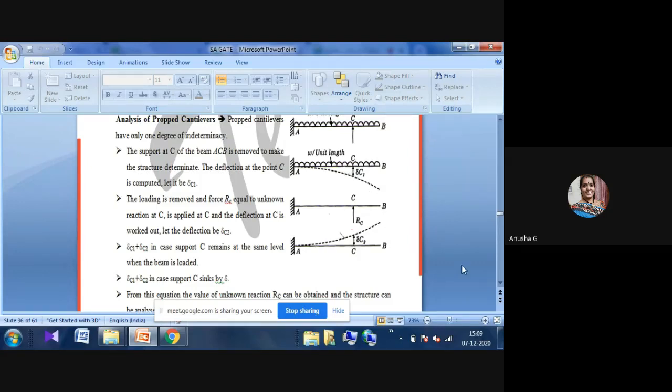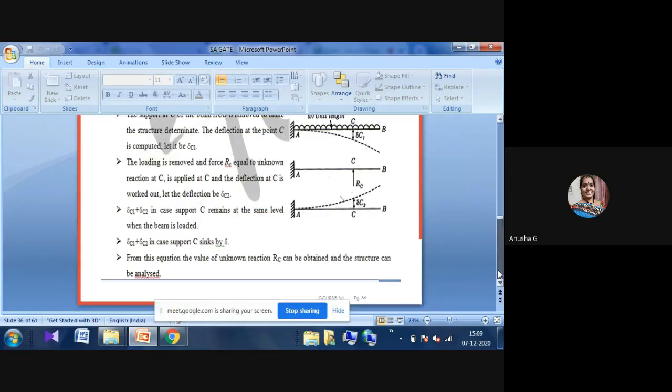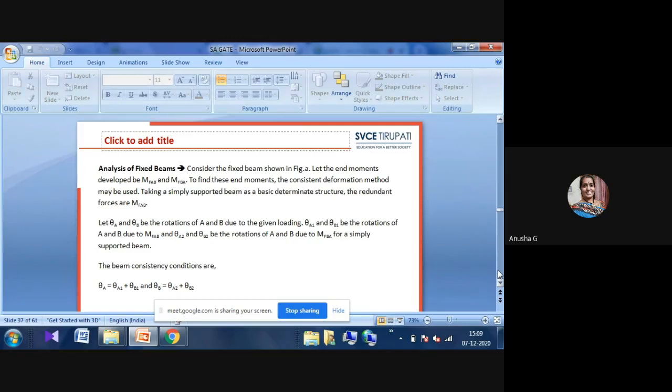Okay. For this, we are finding the different equations from the rotations obtained by the analysis. So if suppose we take the fixed end condition, we take the different slopes by using the conditions of a fixed beam. Let the end moments developed be MFAB, that is, the fixed end moments. To find these fixed end moments, the consistent deformation method may be used here.